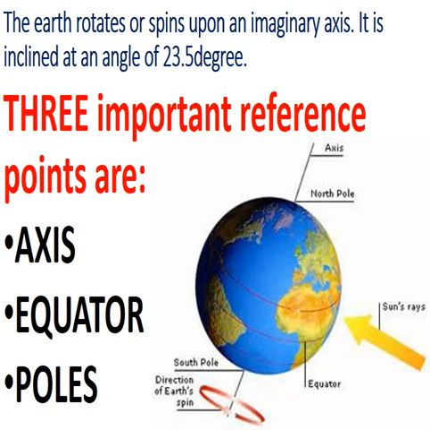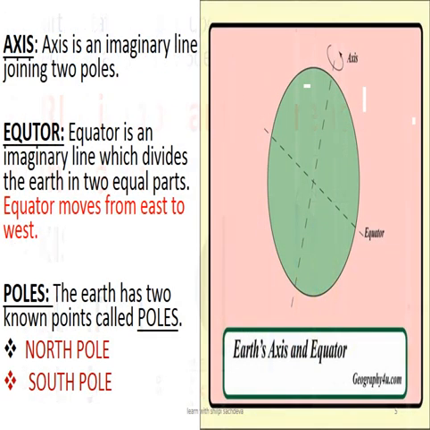Between the North Pole and the South Pole, there is an imaginary line called the equator. It divides the Earth into two equal parts or hemispheres. Thus, there are three reference points for describing the location of a place on the surface of the Earth. Before moving further to these reference points, let me describe the axis, equator, and poles in detail.